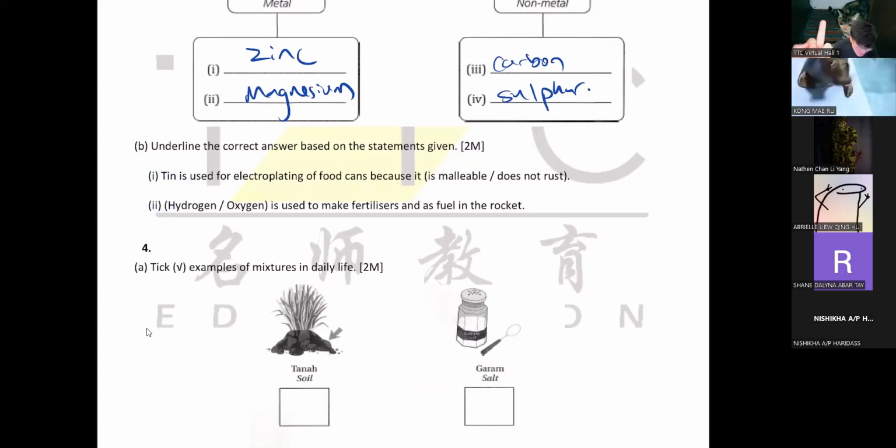Okay, so tin is used for, you know what's electroplating? You know your keys, right? They are originally yellow. They just coat a layer of zinc on it so that they look nicer. After you use your keys for a few years, the coating fades. So why do we plate food cans with electroplating? Because they do not rust. This is what we want. If food cans don't rust, it makes your food safe to eat.